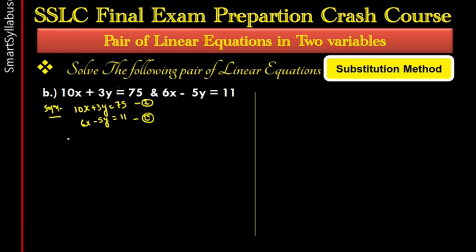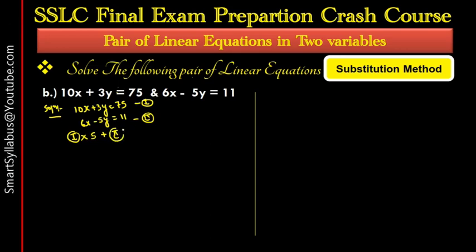Just check here. You have to multiply this equation 1 by 5 and add that equation with equation 2, but multiply equation 2 by 3. Check now how this is helpful for us. Equation 1 by 5, so multiply the entire equation by 5.